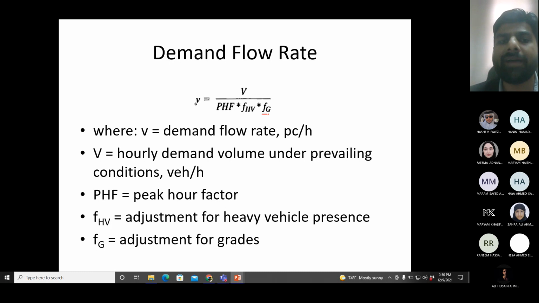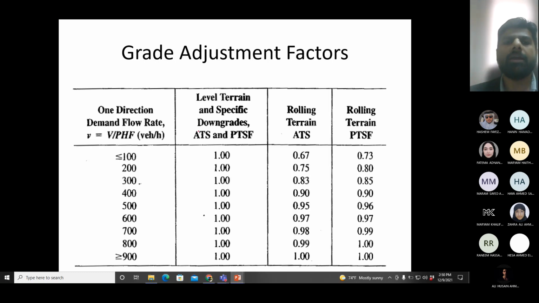And we have another factor which is the factor for gradient. For this we need to see some tables. The factor for gradient depends upon the flow rate, which means volume upon peak hour factor, and it depends upon terrain. It also depends upon what you are trying to calculate in the end. Are you trying to calculate ATS or PTSF? So grade adjustment factor FG depends upon flow rate, terrain conditions, and the parameter you are trying to calculate.